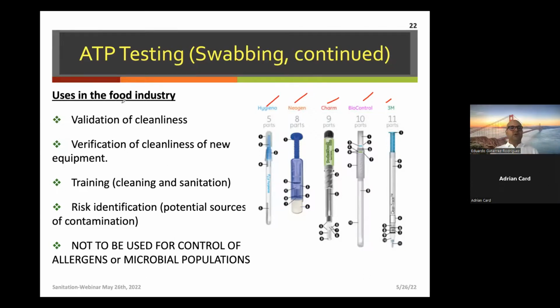What do we use ATP for? To validate cleanliness, to validate the cleanliness of new equipment, to train in cleaning and sanitation procedures, to potentially identify risks of contamination. But one of the misconceptions is that this can also be used for the control of allergens and microbiology, and that is not true. It is not used for allergen control, and it has to be supported by an additional microbiological test to be able to get us a better understanding of the cleanliness of that surface, okay?